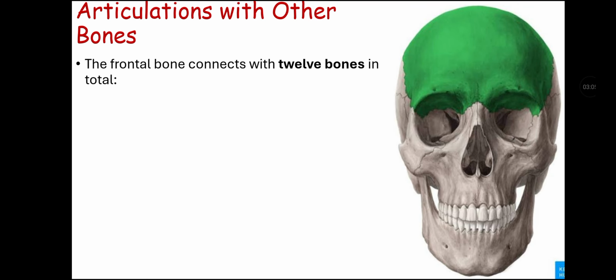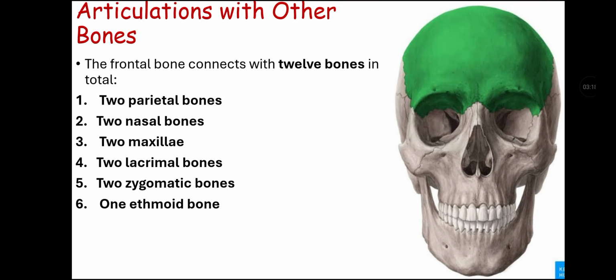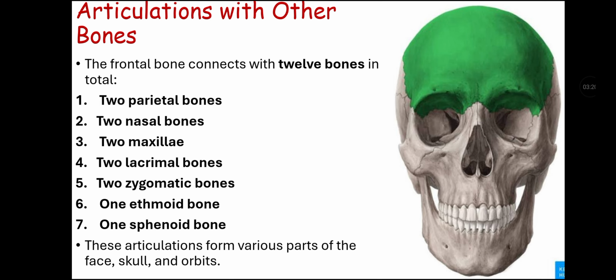Articulation of frontal bone with other bones. Frontal bone connects with 12 bones in total. They include two parietal bones, two nasal bone. It also articulates with the two maxilla, two lacrimal bone, two zygomatic bone, one ethmoid bone, and one sphenoid bone. These articulations form various parts of face, skull, and orbits.